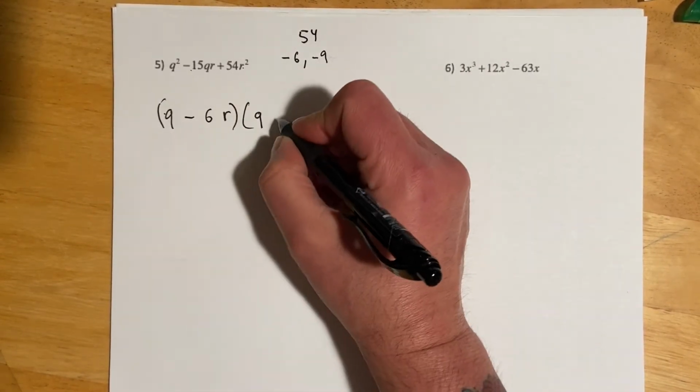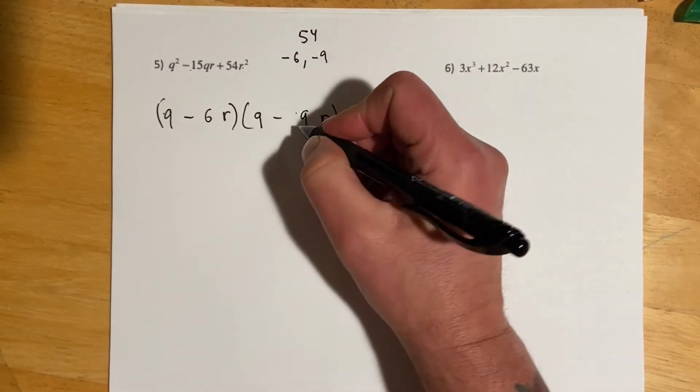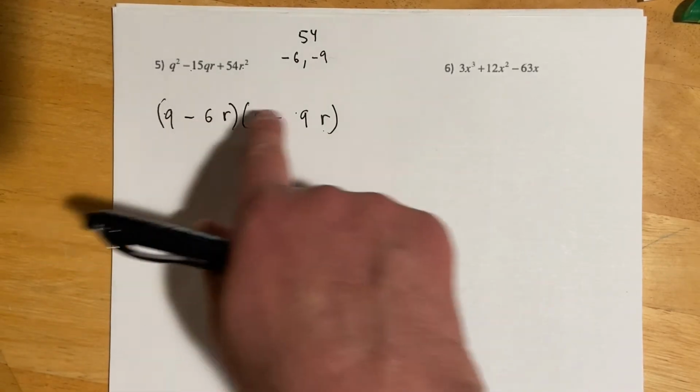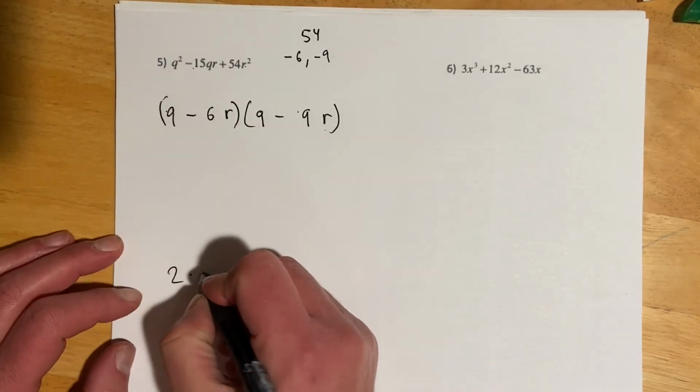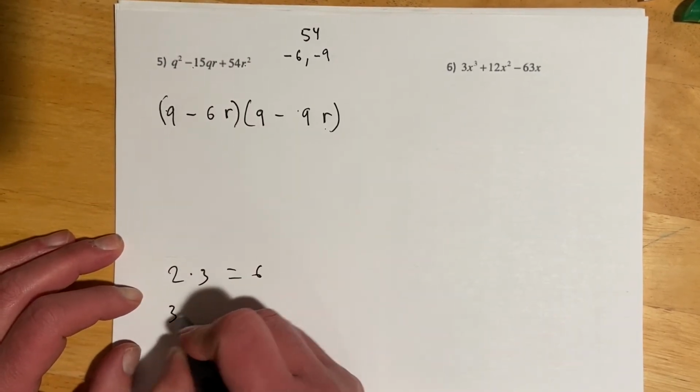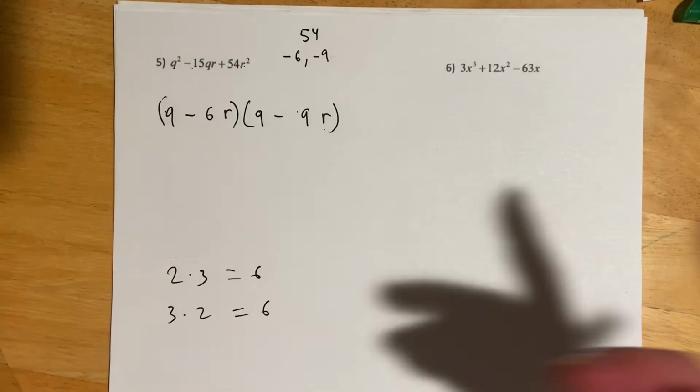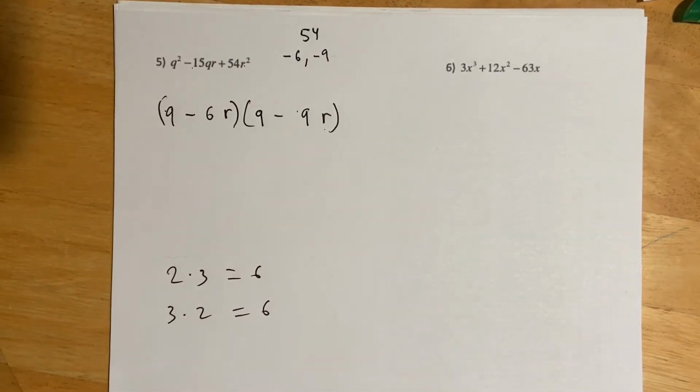So -6, -9. The other thing I don't think I've said yet is it doesn't matter what order you put these in. In the same way that 2 times 3 equals 6 and 3 times 2 equals 6, it doesn't matter which order we write those.